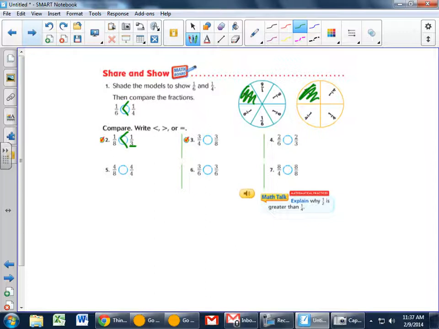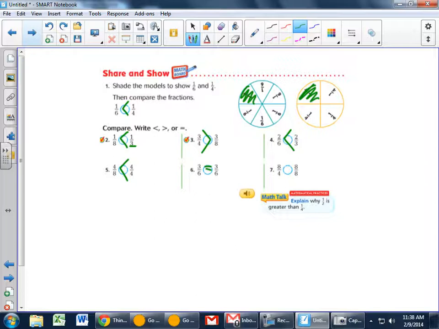Number 3, 3/4 and 3/8. 4 is smaller than 8, so those pieces are going to be bigger. 2/6 and 2/3, which of your denominators is smaller? You'll know that 3 is smaller than 6, so those pieces are actually going to be bigger. It's kind of opposite in your mind. And 4/8 to 4/4, 4 is smaller, so those pieces are going to be bigger. 3/6 to 3/6 is equal.